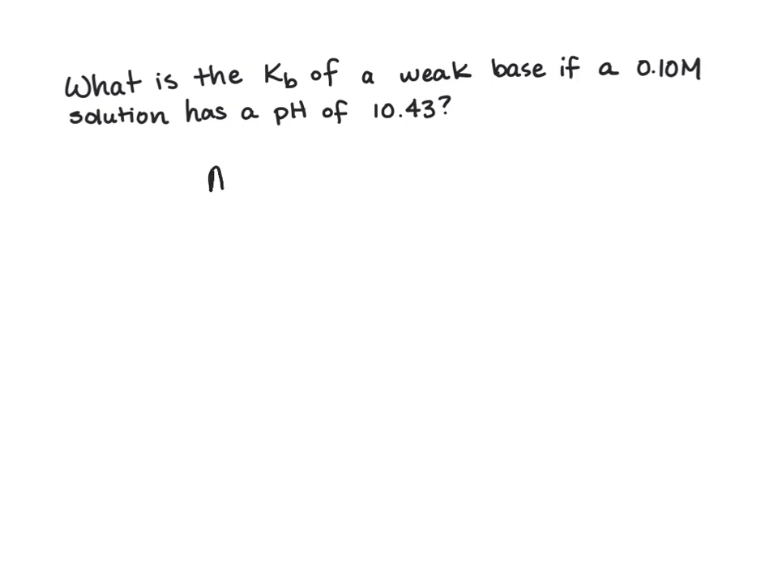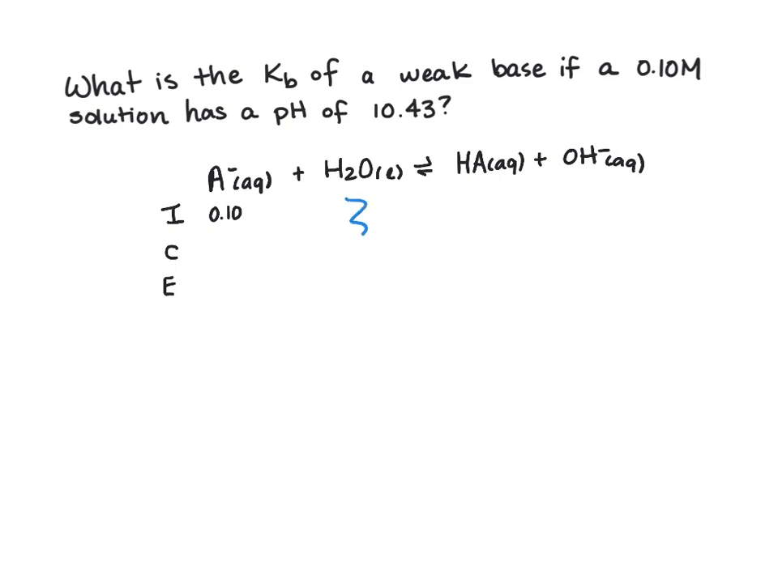We're just going to say A minus, just some generic anion, plus water, forms its conjugate acid HA, plus OH minus. So that's our generic base formula. We're going to use our ICE table, and we know that the initial concentration of this base is 0.10 molar. You don't really need to write the molar, so 0.10. We never include water in an ICE table for acids and bases, and we always start with 0 concentration of our acid and 0 of our hydroxide.